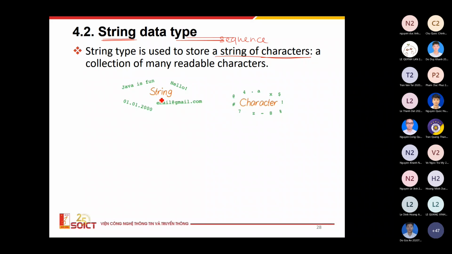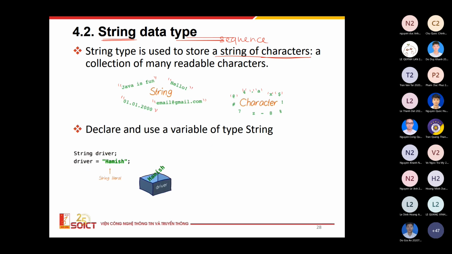For example, here you have examples of strings: Java is fun, hello, or even a sequence of numbers is considered a string. And here you have the characters. Okay, and how can you declare and use a variable of the type string? This is the way. You use the term String to declare the type string. In this example, you have a variable named driver of the string type, and you assign the first value to driver.